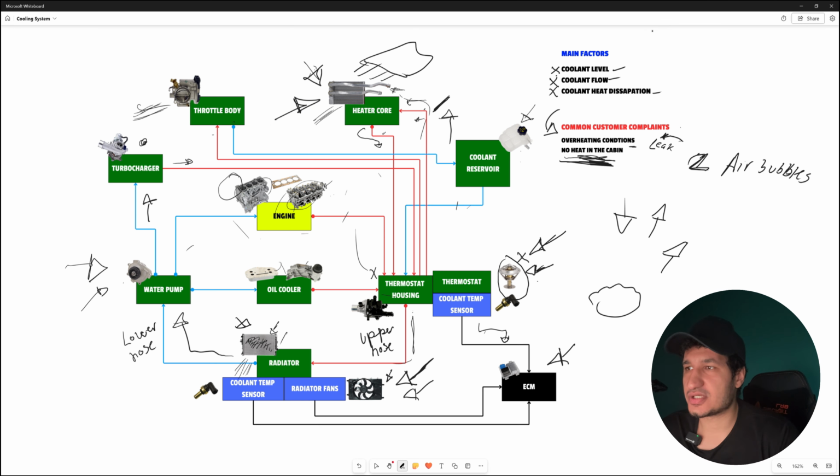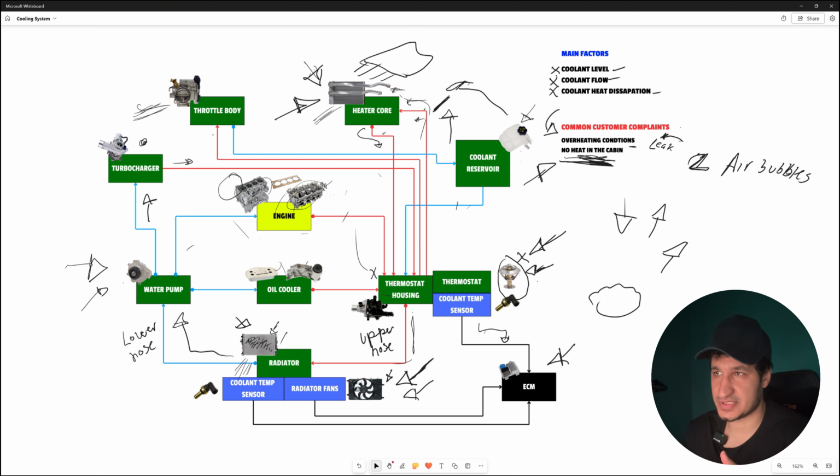On most cars, the highest point in the cooling system is going to be the heater core, so air bubbles will always find their way into the heater core. If you have a big air bubble in the system and it finds its way into the heater core, then you will get no heat in the cabin, because once again it's taking up the space inside the heater core, which is space reserved for hot coolant. And that's how you won't get heat in the cabin. So, air bubbles causing an overheating condition.